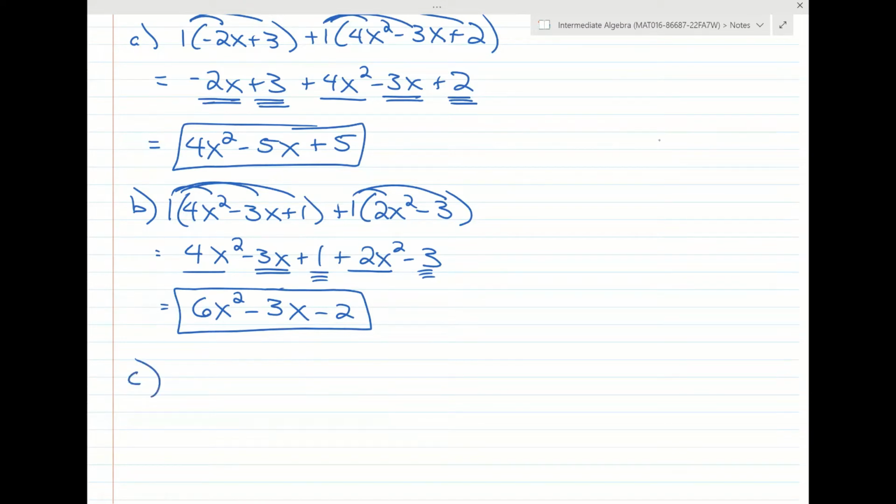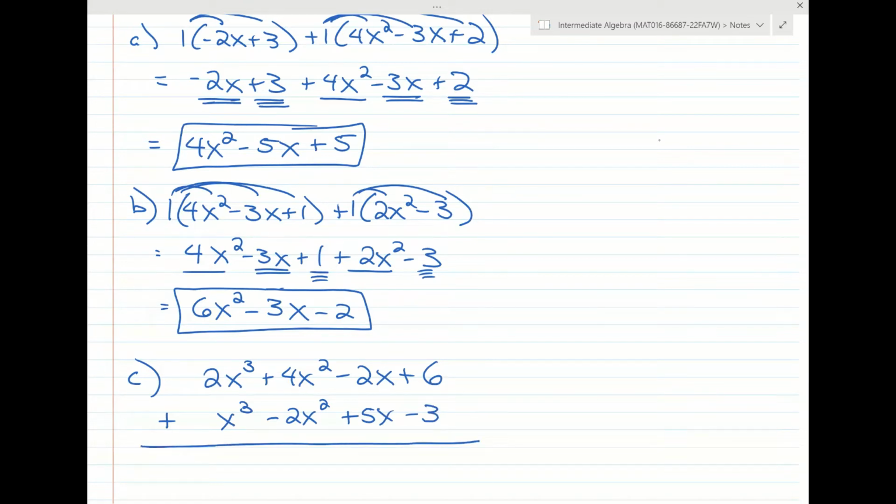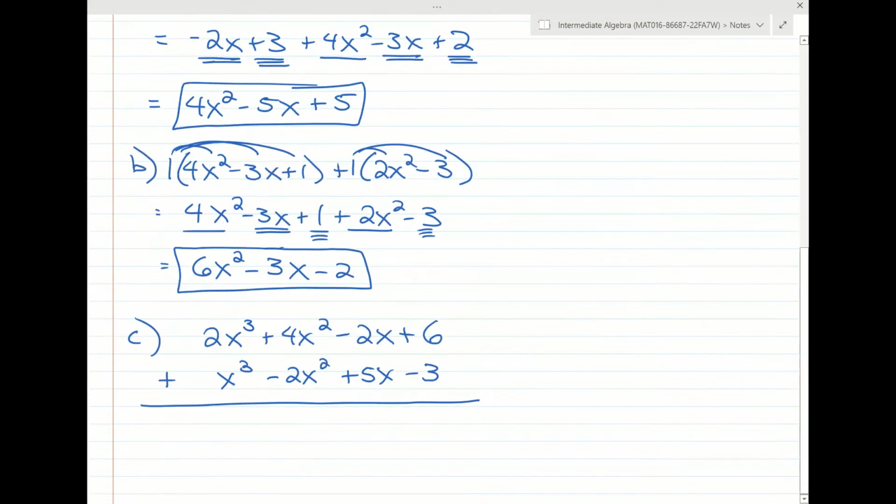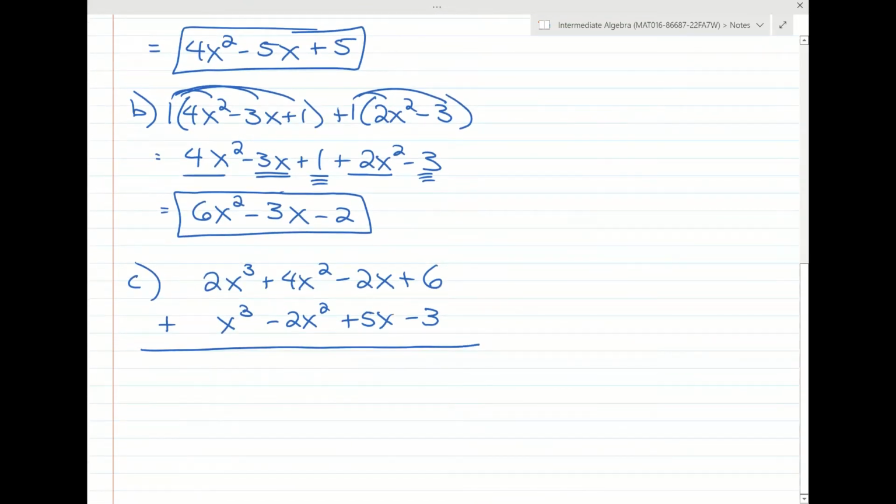I've even seen them give you problems where it's like vertical on top of each other. So if you had 2x to the third plus 4x squared minus 2x plus 6, and we're adding x to the third minus 2x squared plus 5x minus 3. I've never really seen this outside of my math lab homework. But again, just like before, you add like terms. So 2x to the third plus 1x to the third is 3x to the third plus 2x squared plus 3x plus 3.